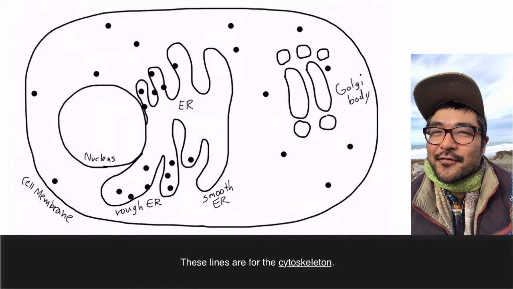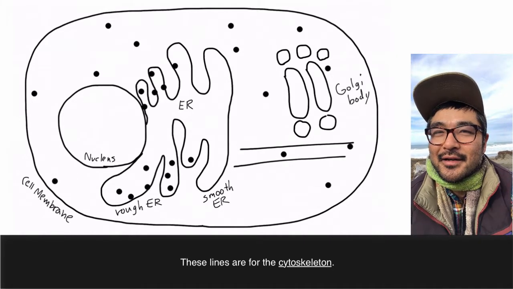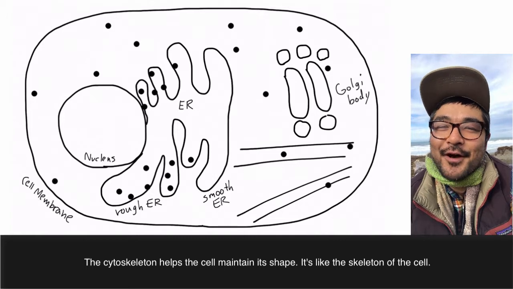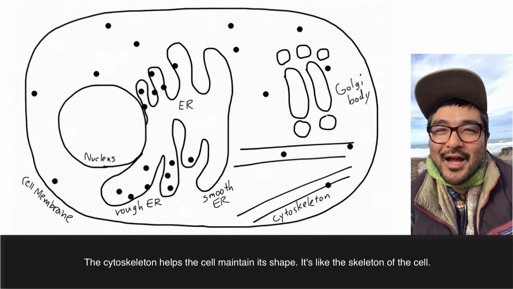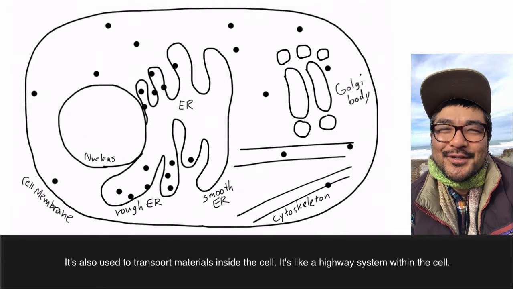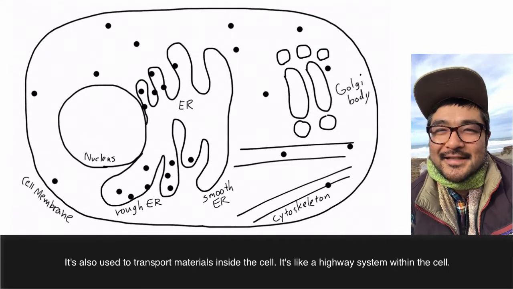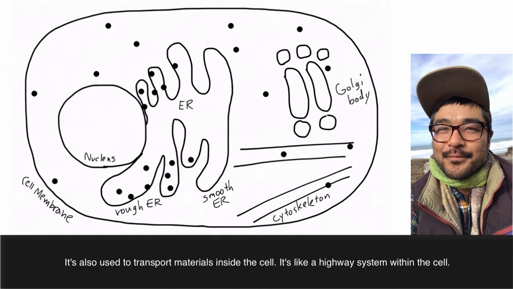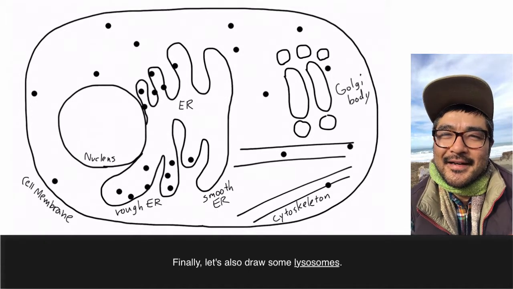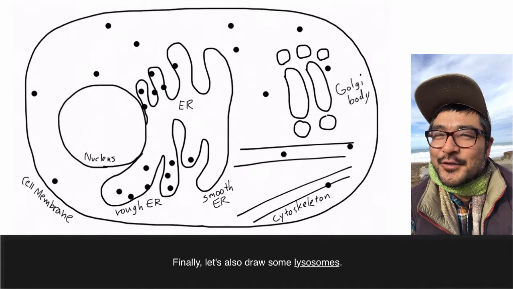These lines are for the cytoskeleton. The cytoskeleton helps the cell maintain its shape. It's like the skeleton of the cell. It's also used to transport materials inside the cell. It's like a highway system within the cell. Finally, let's also draw some lysosomes.